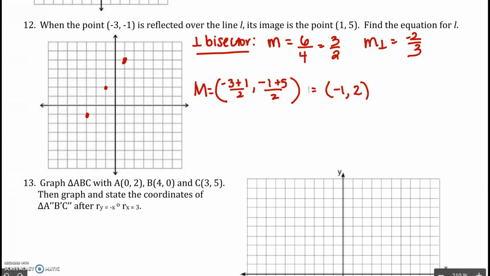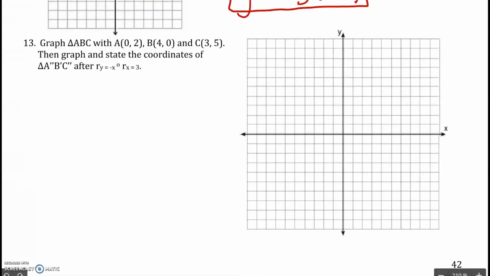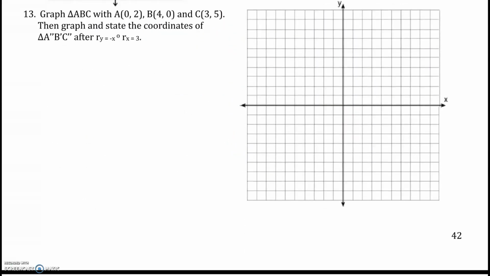And so from there, we're going to count our slope down 2, right 3, down 2, right 3, up 2, left 3, and this would be our perpendicular bisector, which is our line of reflection. And so using point slope form, I can do y minus 2 equals -2 over 3 times x plus 1. And that is the line of reflection between those 2 points. We're going to do number 13 in class together, so I will see you in class.